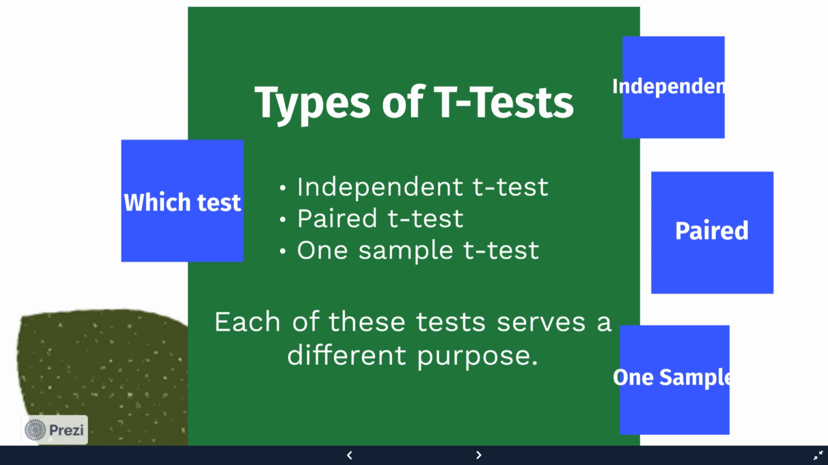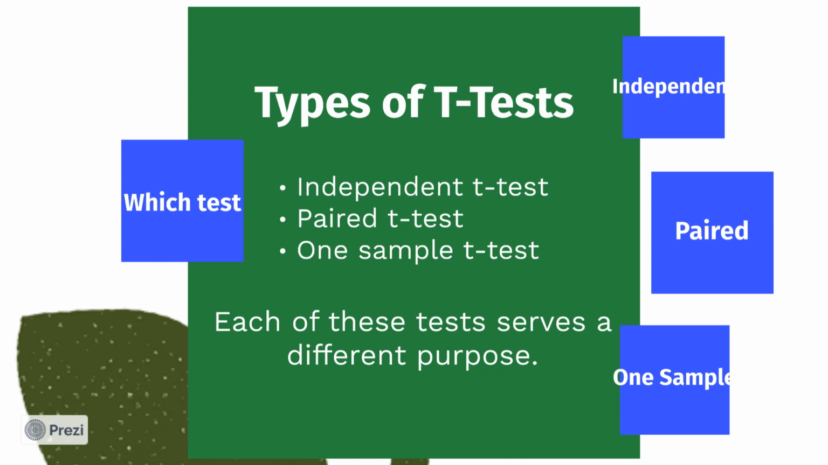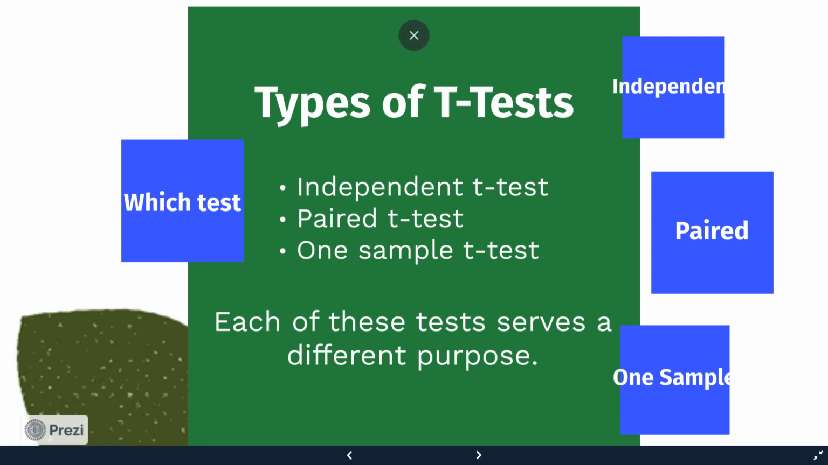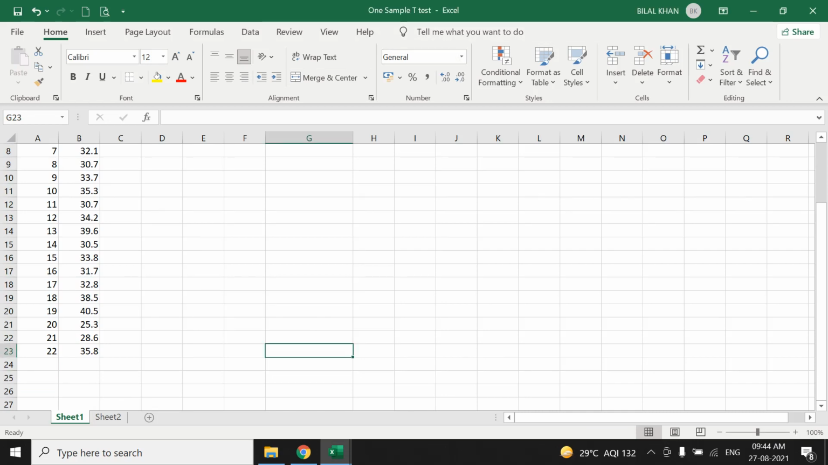One sample t-test: the data is only coming from one sample. Now all these three tests can be performed on Excel, but today we will be performing these tests on an Excel template. So let's move on and see how these things are done. Let's go ahead and see how this can be done.